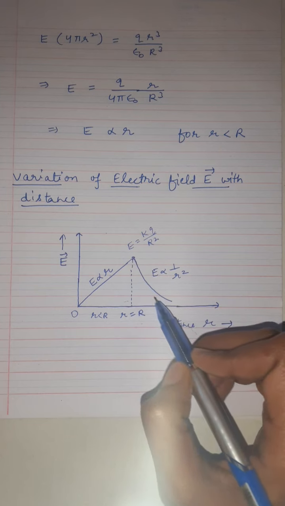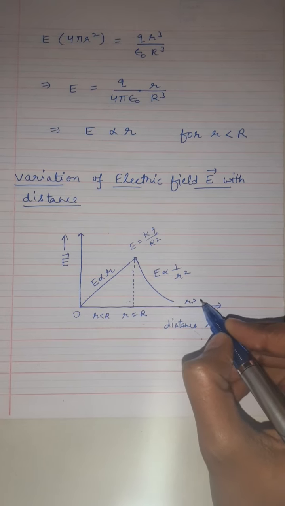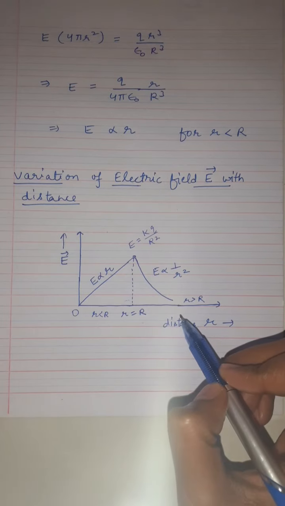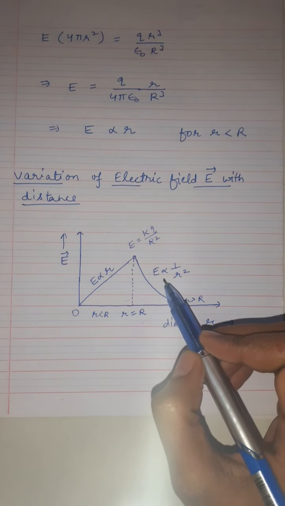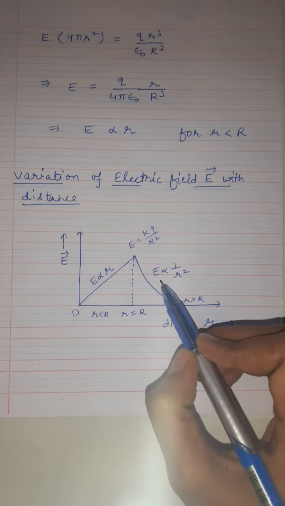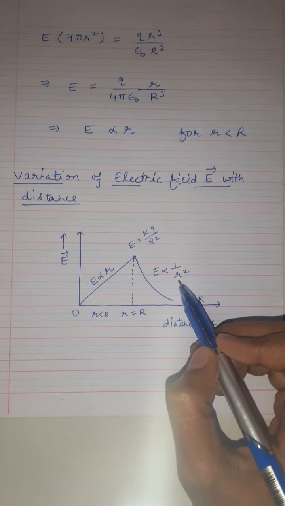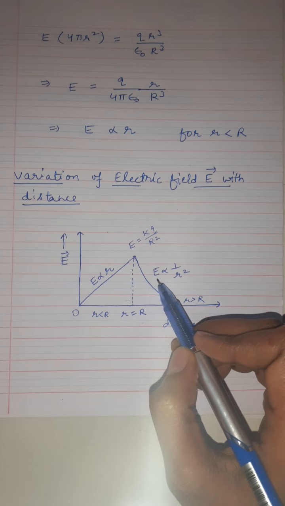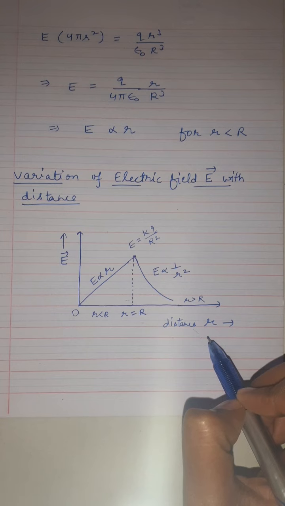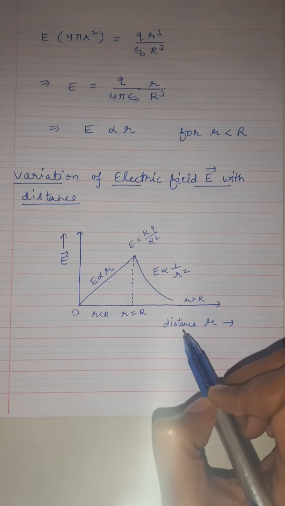But as we move away from the surface, for the points where r is greater than capital R, the electric field starts to fall from this value, because the electric field is inversely proportional to r square. So if r is increasing, the electric field is decreasing. This is the variation of electric field with the distance from the center of the sphere for a uniformly charged sphere.